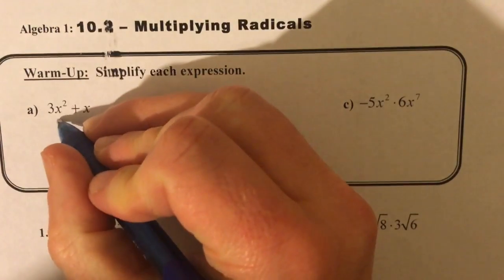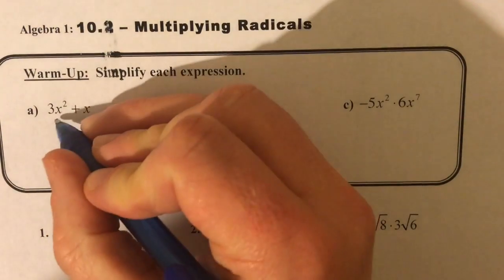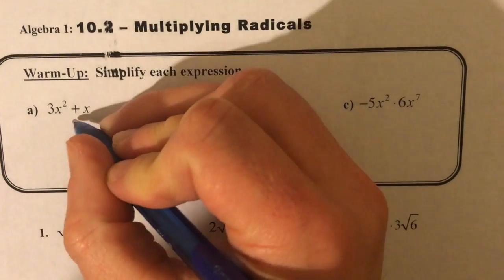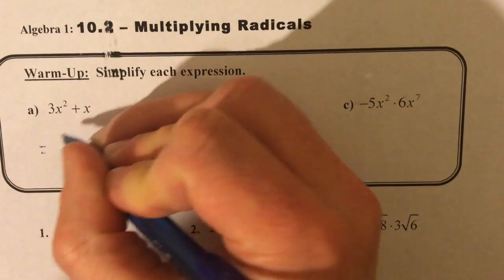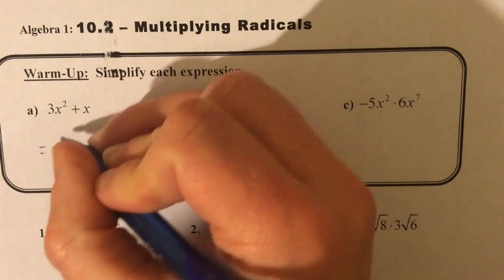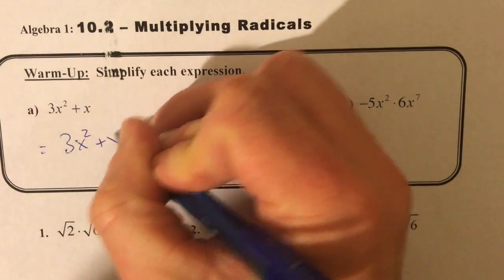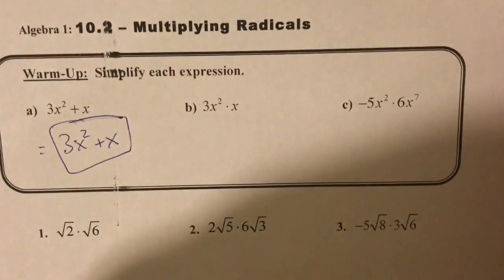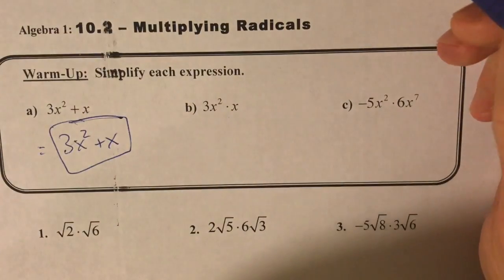So part A, warm-up, 3x squared plus x. If I'm adding or subtracting, those have to be like terms, and they're not, so there's nothing you can do. You could either just circle it or rewrite it. Done. They're not like terms.